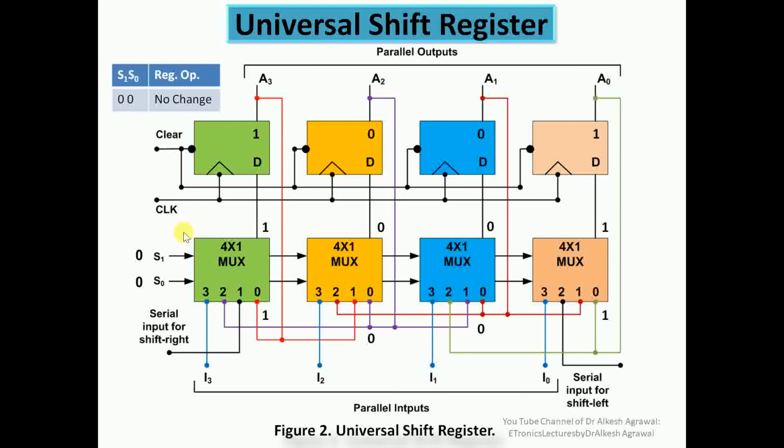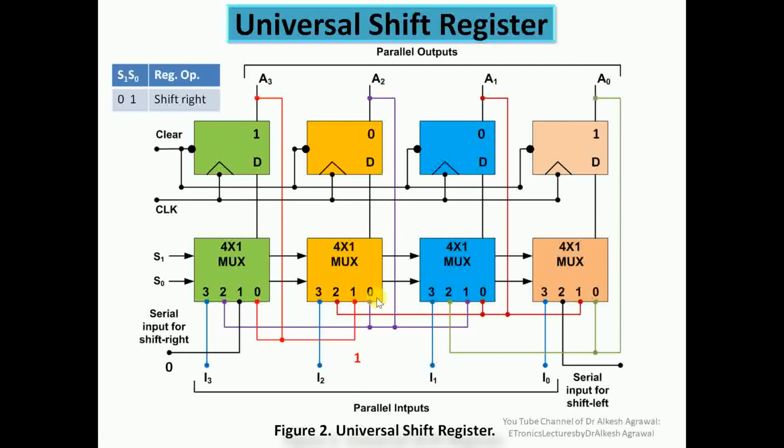Now when the clock is activated, the same value will be retained in the register. You can see the same value is retained as 1001. So what we have seen is that when the selection input is 0 0, there is no change in the contents of the register. This is the first operation. Now we'll see the second operation, with input 0 1, where the contents will be shifted right. Shifted right means from left to right.